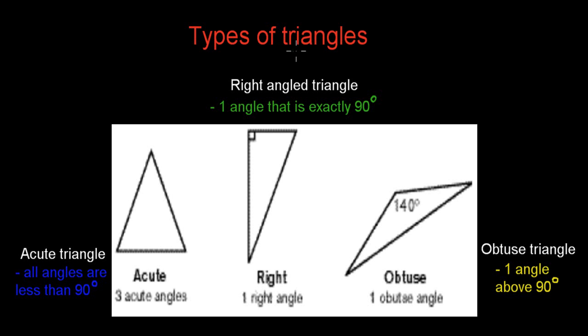We covered different types of triangles in the last video. We talked about the isosceles, scalene, and equilateral triangles. In this video, we're going to talk about three more triangles.